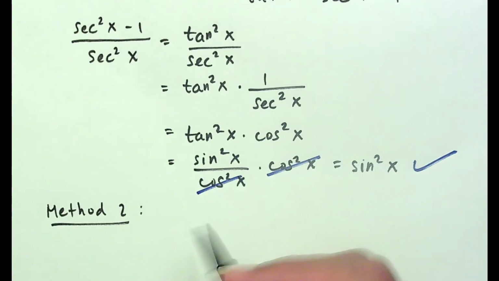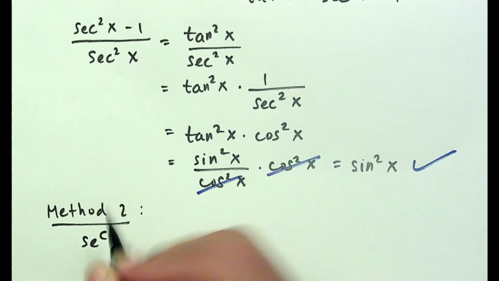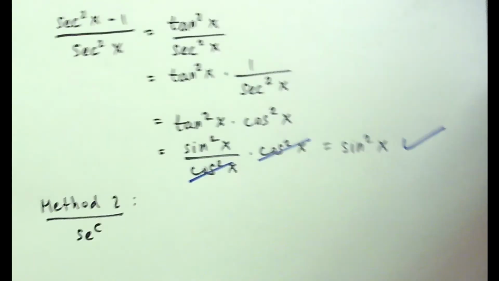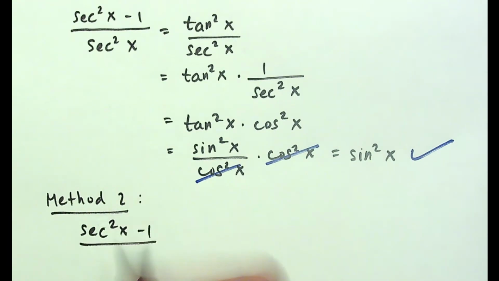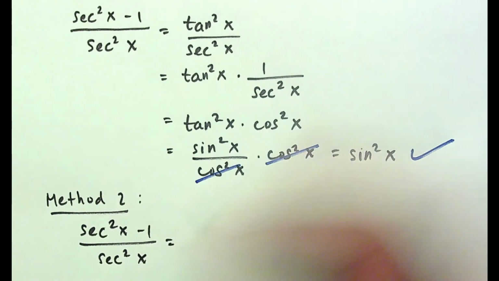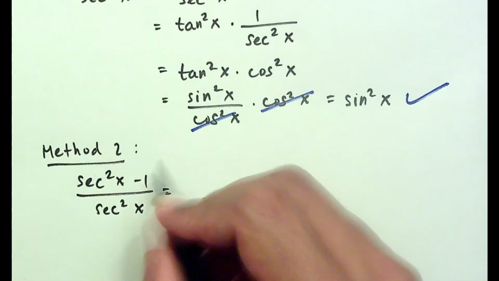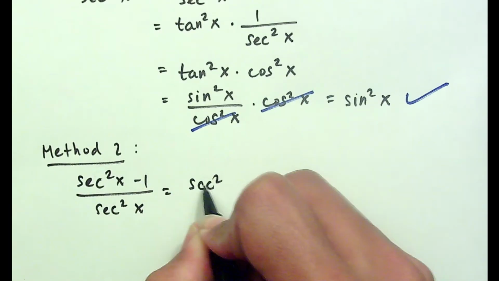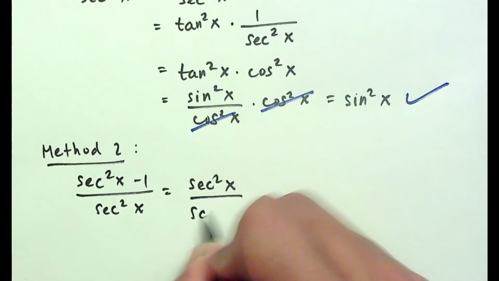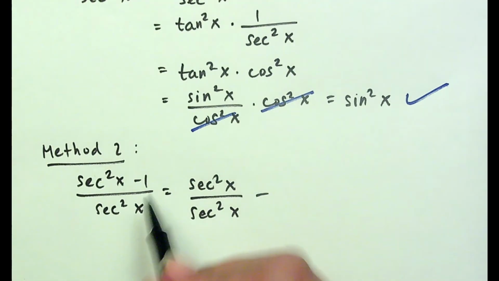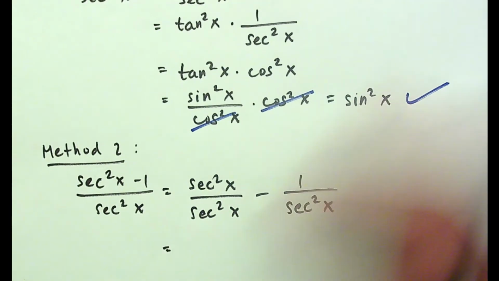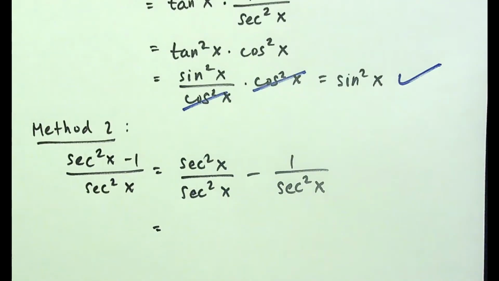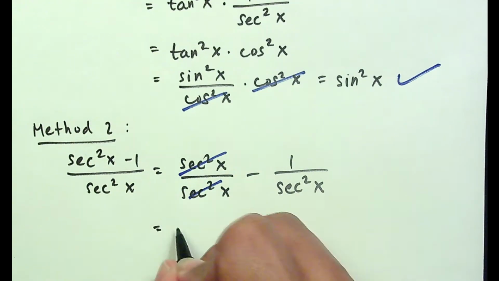So let's write down what we would get. We have secant squared of x minus 1 over secant squared of x. Splitting that up, we would get secant squared of x over secant squared of x, minus 1 over secant squared of x. Now, secant squared over secant squared cancels, and that gives you just 1.